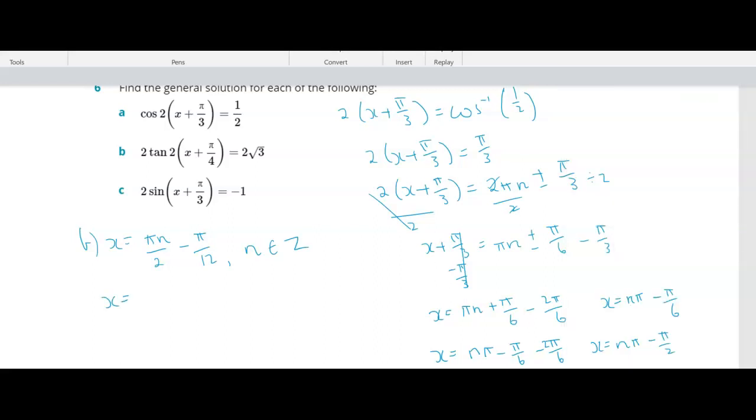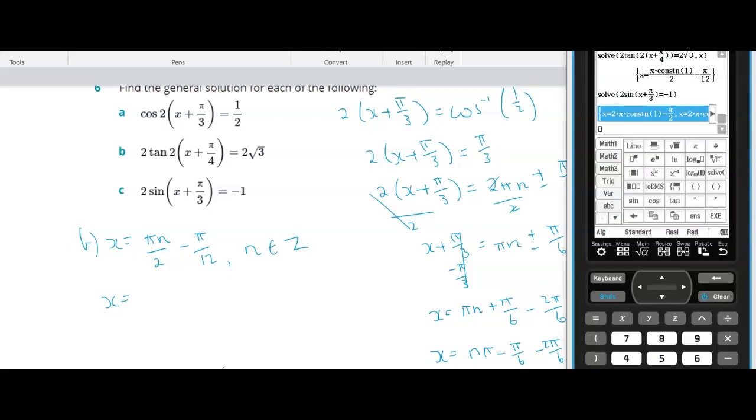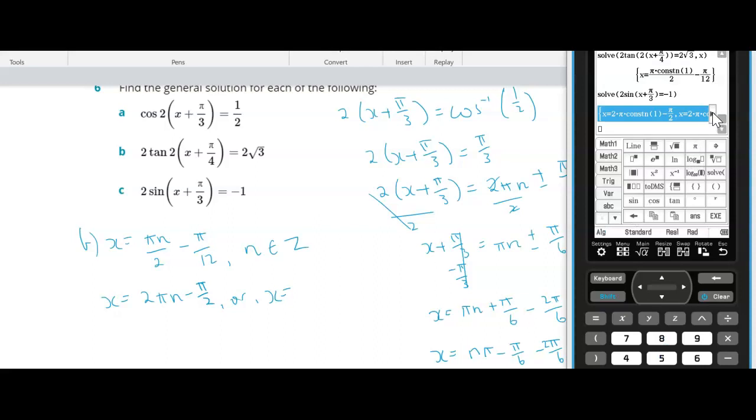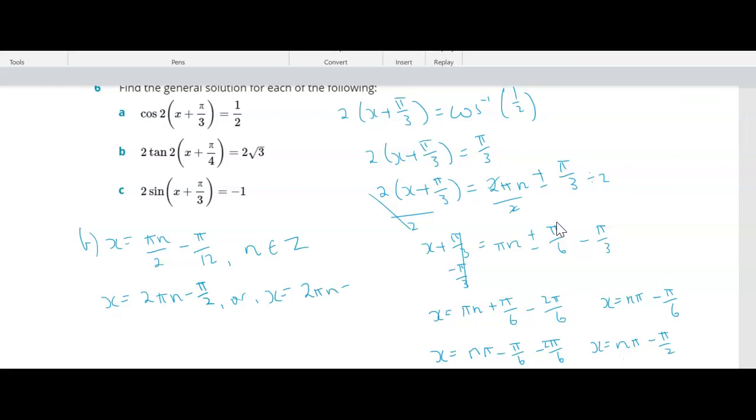So x equals 2 pi n minus pi on 2, or x equals 2 pi n plus 5 pi on 6. And don't forget the n is an element of z. Okay, so just doing your solutions that way. I just realized that's not question B, oh no, that was B, and that one was C.